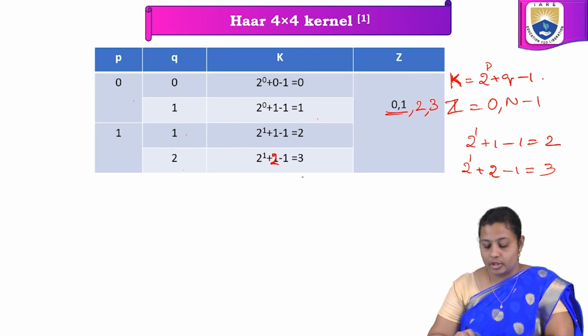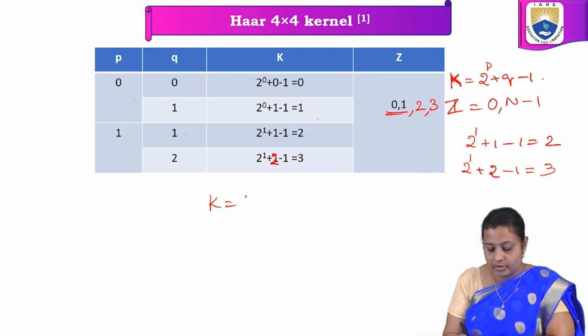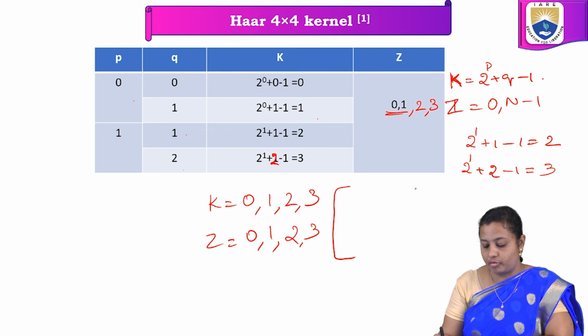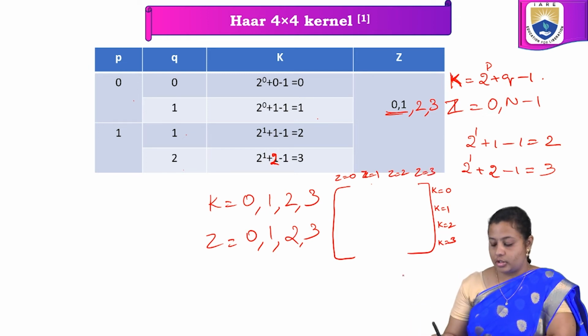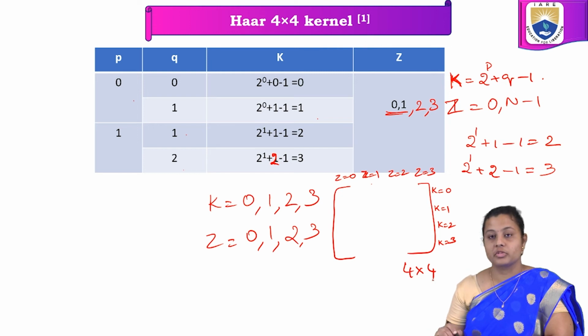So if you observe here, the K values are given by 0, 1, 2, 3 and the Z values are given by 0, 1, 2, 3. So if I write my Haar transform of 4th order, then K equal to 0 is the first row, K equal to 1 is the second row, K equal to 2 is the third row, K equal to 3 is my fourth row. As well as Z equal to 0 is the first column, Z equal to 1 is the second column, Z equal to 2 the third column, Z equal to 3 the fourth column. So the order is given by 4 cross 4. That is why we say that the order is 4 cross 4.